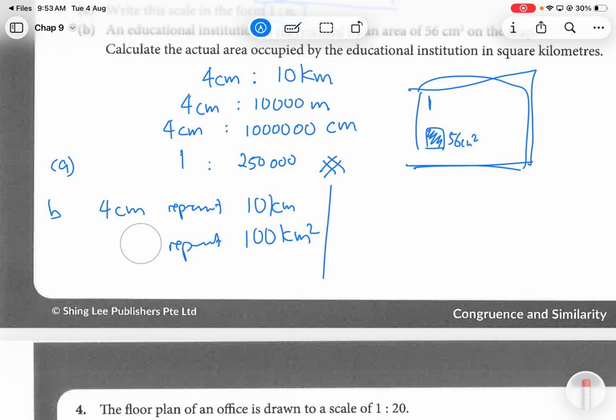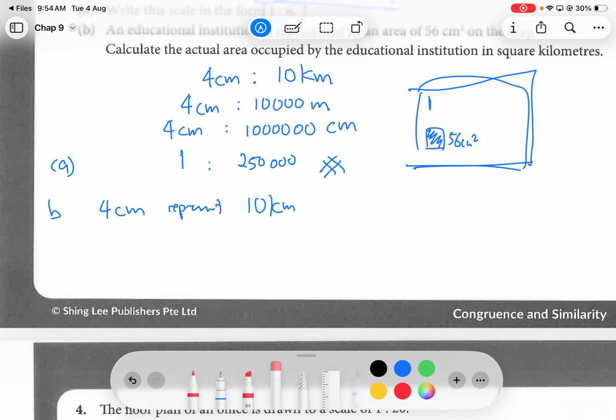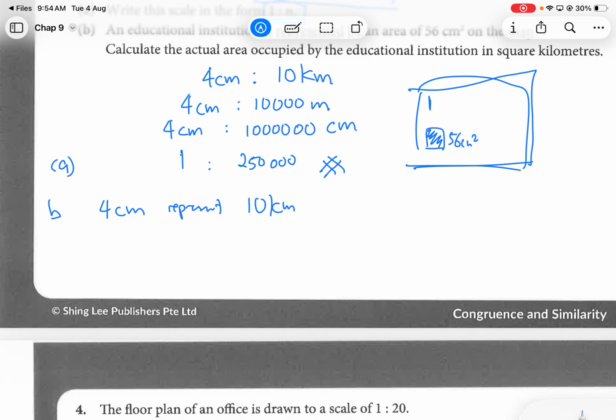Okay? This is quite a standard step for questions that you are going to see in your end of year, in your N level next year. Okay, 2 years later. So 6.25 times 56. The actual area is 350 kilometers square.